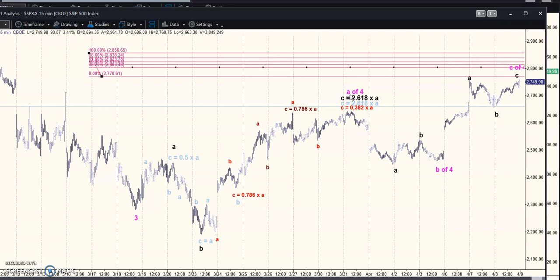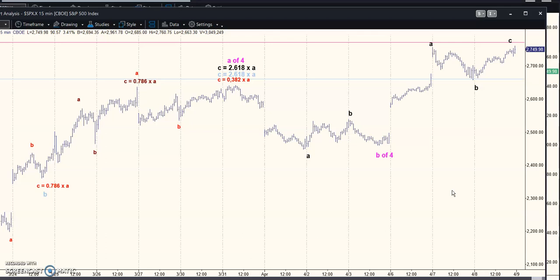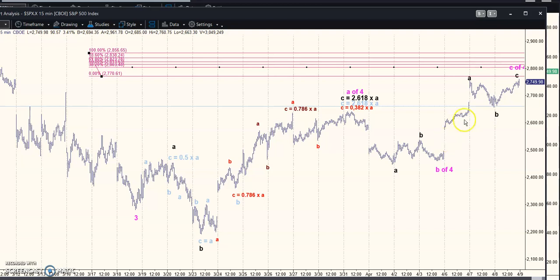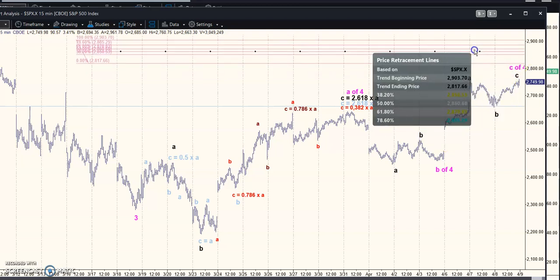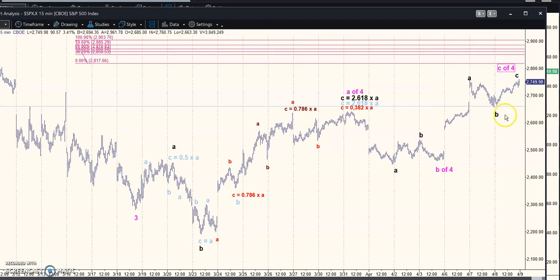This could be A of 4, B of 4, and the current rally, I get this as a 5-wave structure, that is a 3, and this is a 5-wave structure. So if that isn't an ABC, completing C of wave 4, at this point I'm not certain how else I can count it. I'm not going to claim there is some other count that doesn't work. I just had trouble finding one. That's the right count. We're going to drop right from the open.